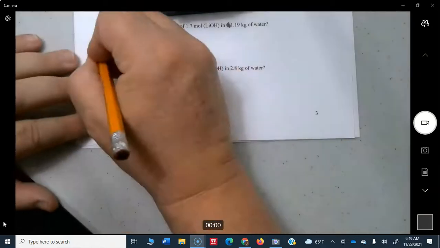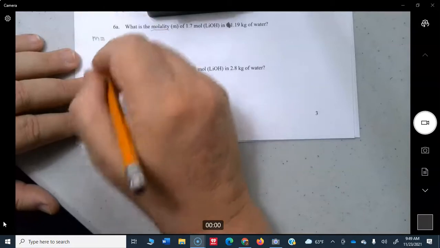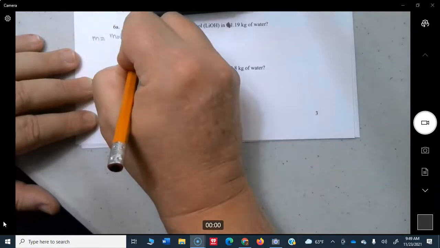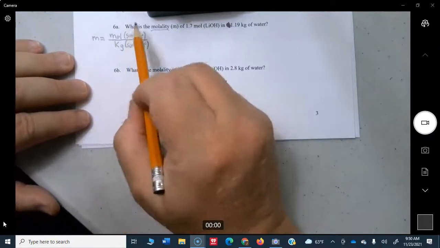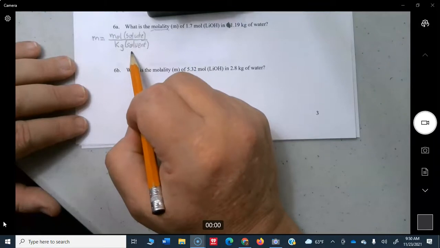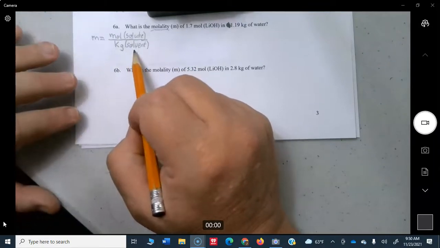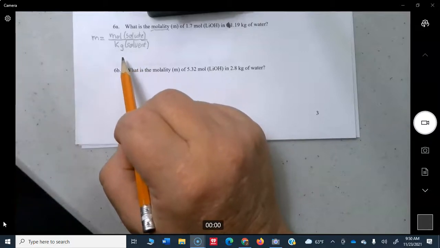Okay, so molality, write out the definition, and small m is the abbreviation for molality, and it's moles of solute, exactly the same as molarity, but the denominator is different. It's kilograms of solvent. In almost every case in this class, the solvent's going to be water.